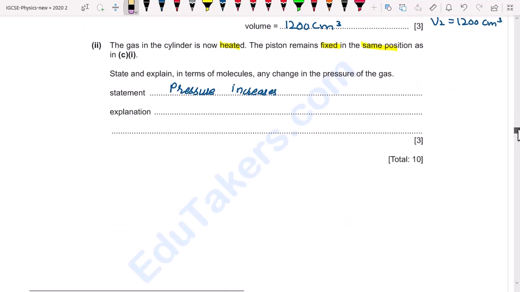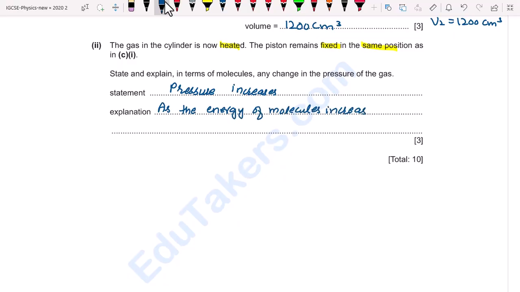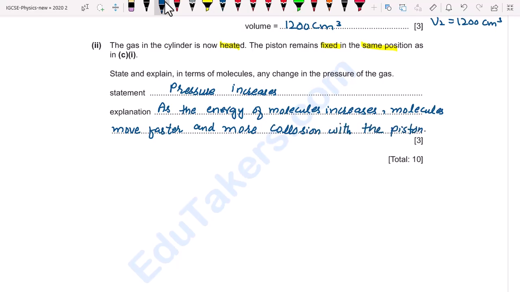And why does the pressure increase? Because as the energy of molecules increases, molecules move faster and collide more with the piston. Due to more collisions, the pressure increases.